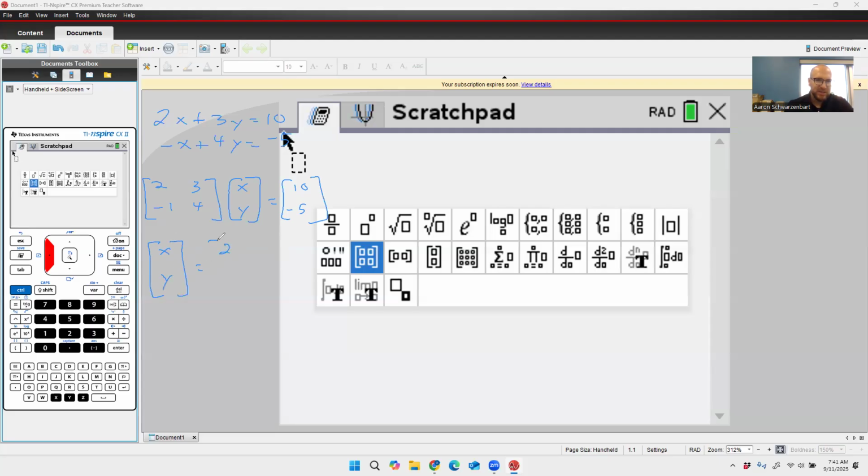And to solve this, I'm doing the inverse matrix. That's my preferred way. You can do it with reduced row echelon form, like you might have done in pre-calc as well. And so I'm going to show you how to enter this on the Inspire. I'm going to start with the 2x2 matrix.